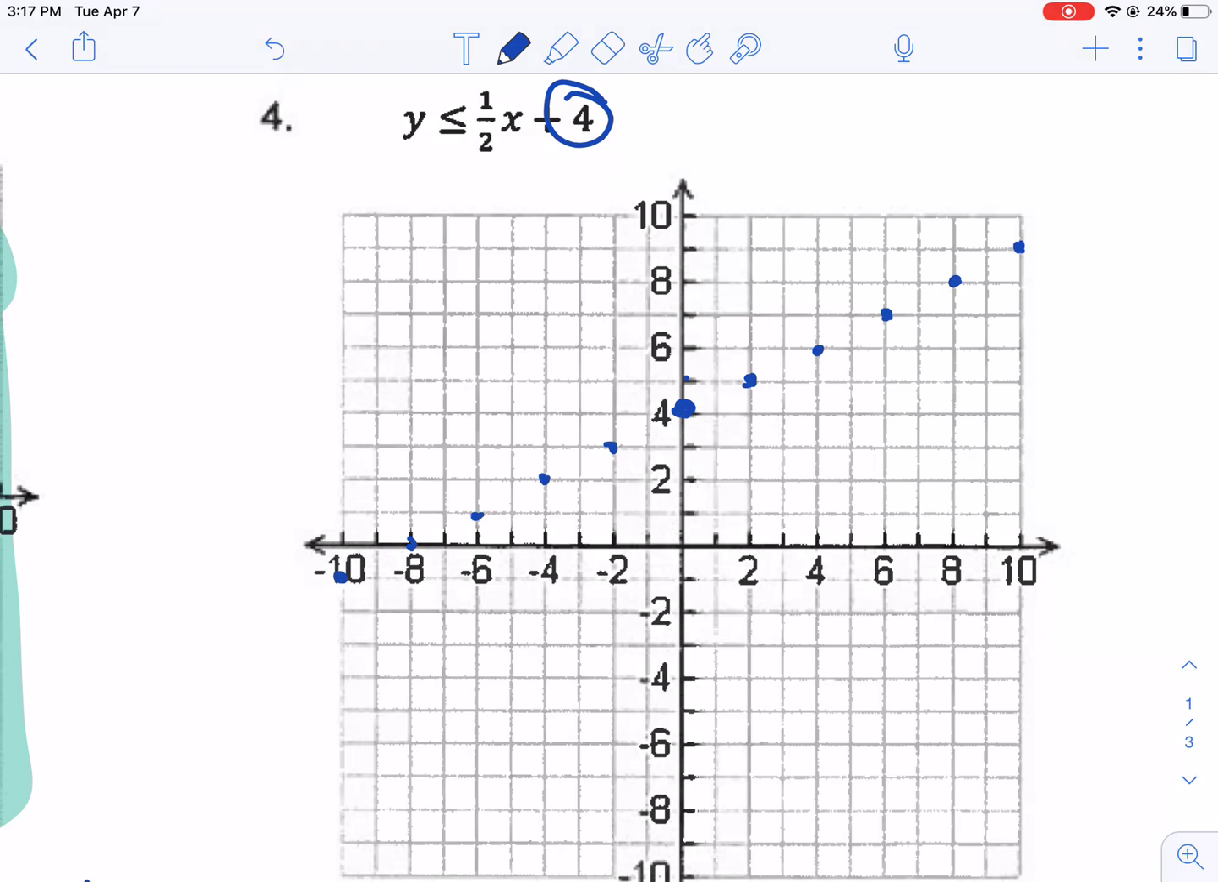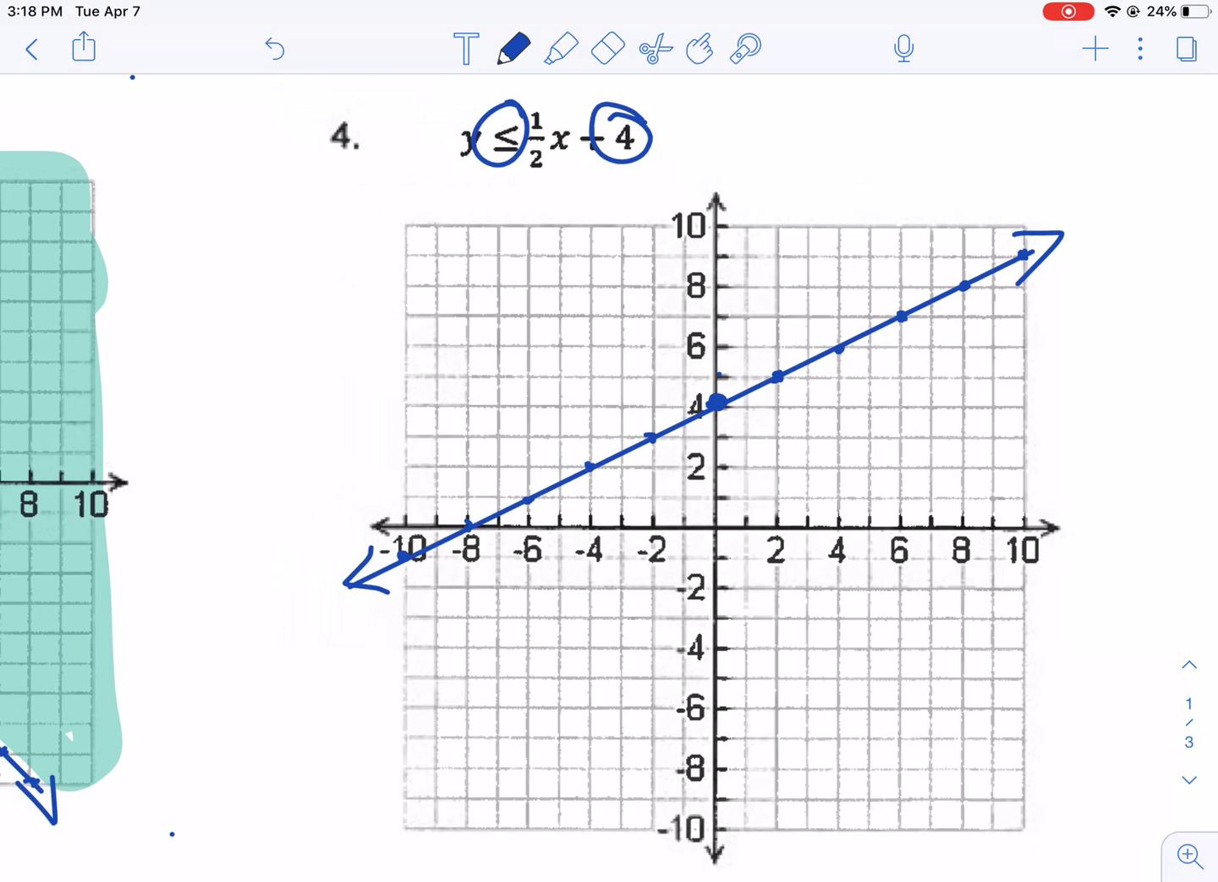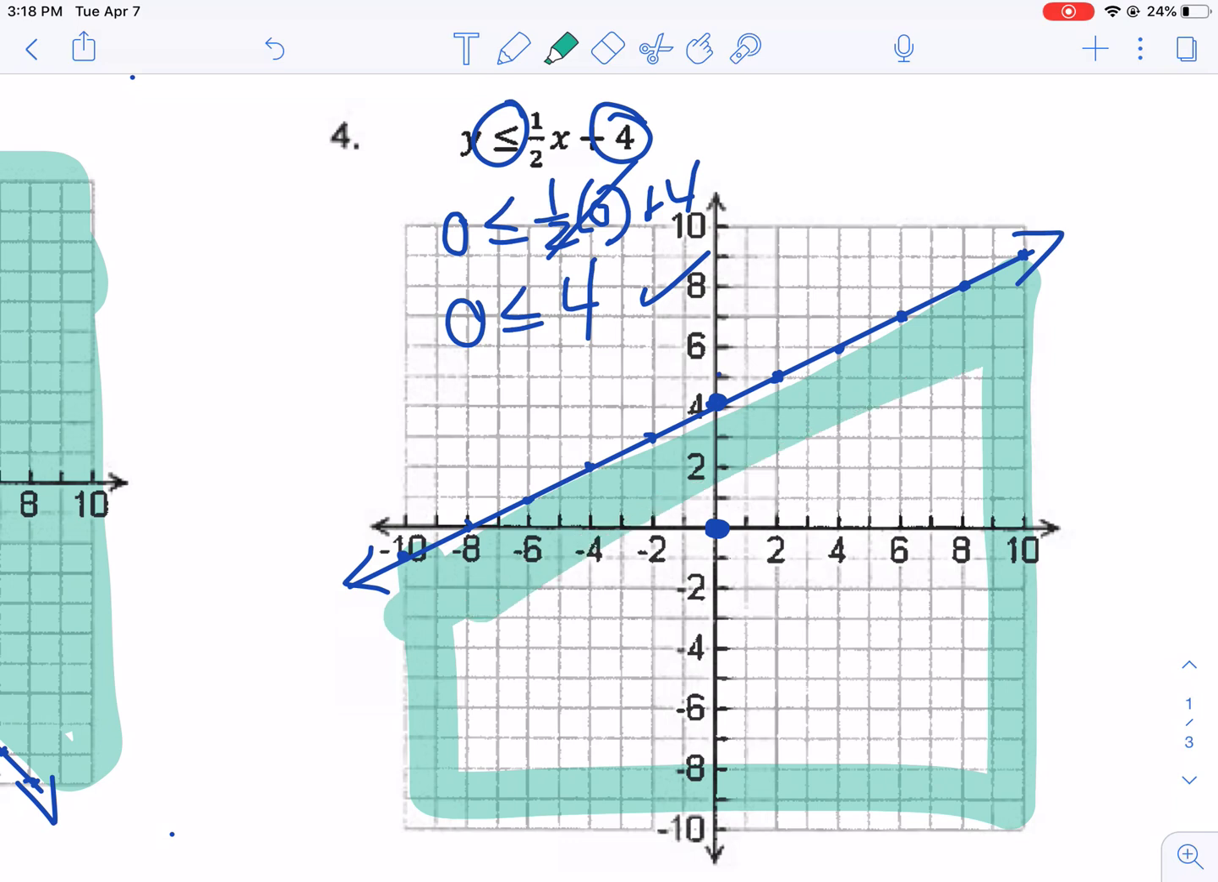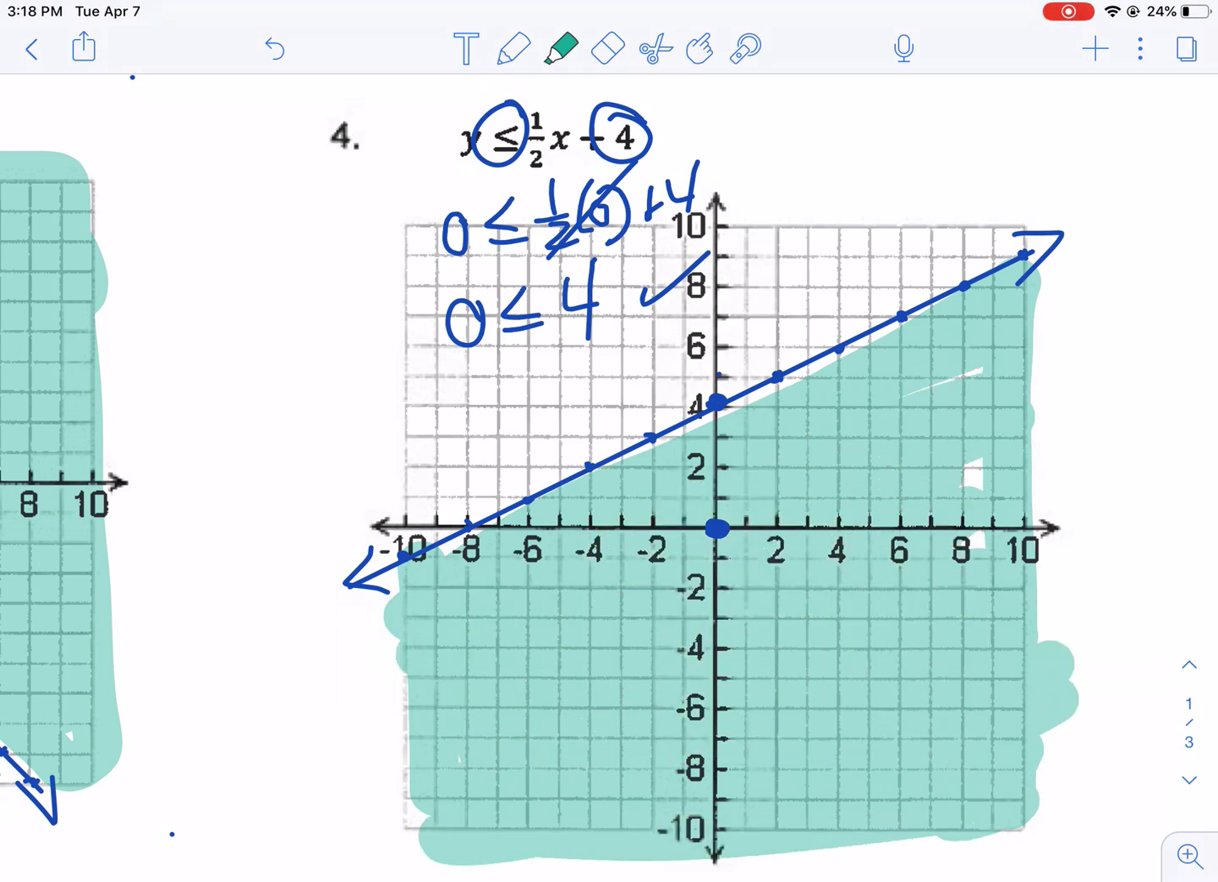All right, now we decide what kind of line we're going to draw. Well, it's a less than or equal to symbol, so a solid line. And now we look, where are our solutions? We're going to test that point 0, 0. 0 is less than or equal to 1/2 times 0 plus 4. That goes away. 0 is less than or equal to 4. True statement. So your solutions include the point 0, 0. All of your solutions are down here below this line, and including any point on the line, since it is a solid line.